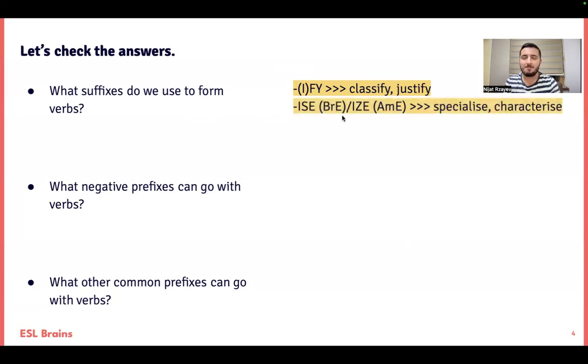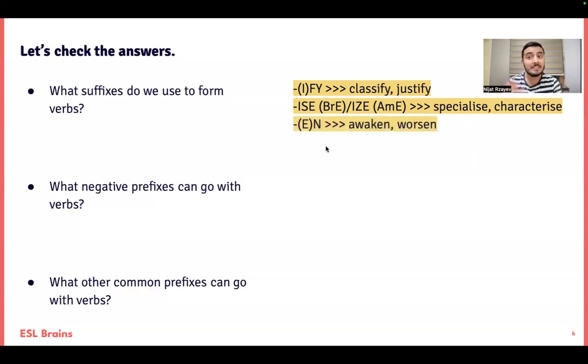The next one is -ize, but be careful with that because in American spelling, we use Z. Meanwhile, in British spelling, we use S. But the pronunciation is the same. It doesn't change. So, as in the case of specialize, characterize, right? So these are the suffixes. This is another suffix that helps us to make verbs.